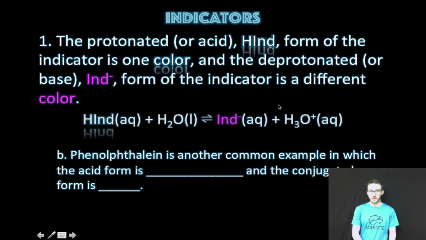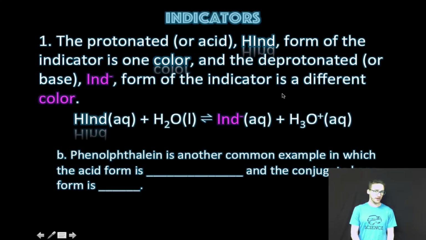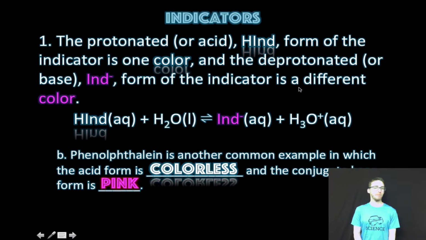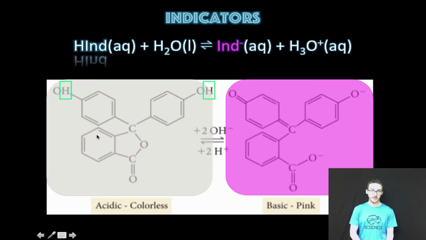Another really common example is phenolphthalein. The protonated or acid form is colorless, and the conjugate base form is that beautiful pink, magenta, fuchsia color that we all know and love. Again, notice why it's so important that we abbreviate with IND. I mean, who the heck wants to write out these really complex formulas to describe the actual molecules of the indicator? So HIND is the protonated or acid form of phenolphthalein. IND minus, the deprotonated or base form.